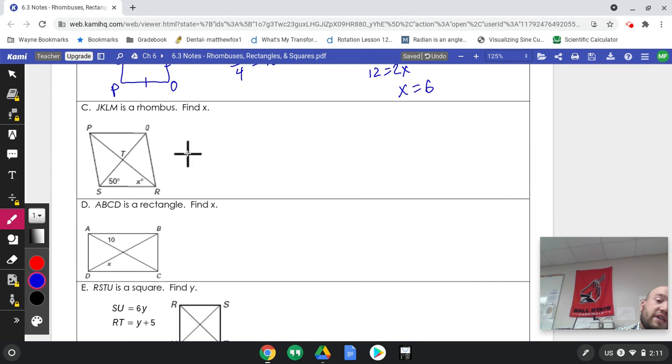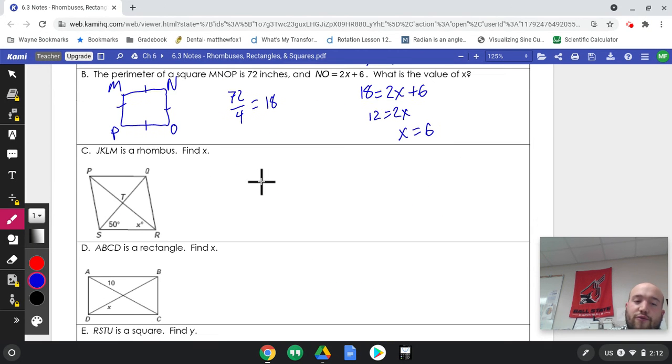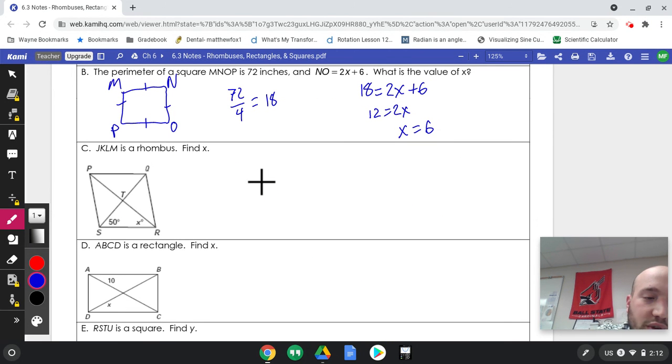All right. A couple more for us. Letter C here. JKLM is a rhombus. Find x. Now the key thing is if it's a rhombus, we can look at our properties. The first one: it's a rhombus if and only if its diagonals are perpendicular. So when the diagonals cross in the middle, they form 4 right angles. So I could put that there, and all 4 of those are right angles.